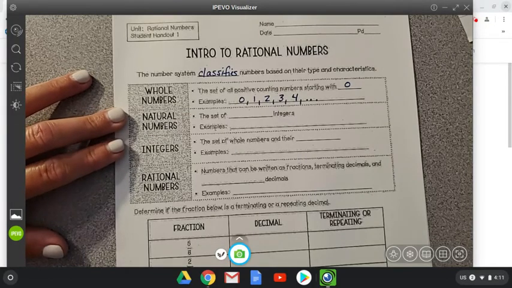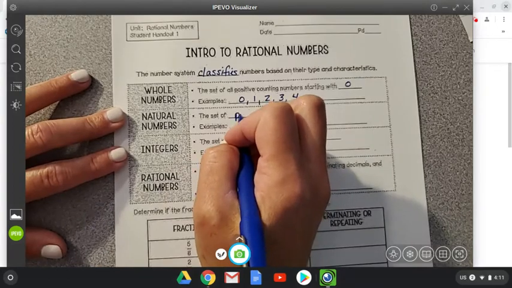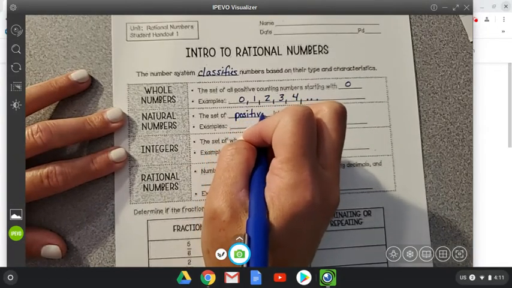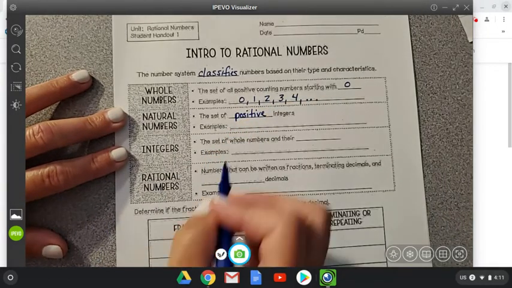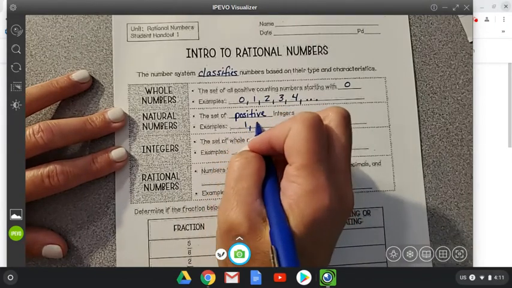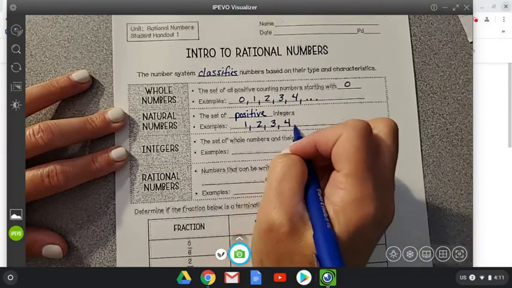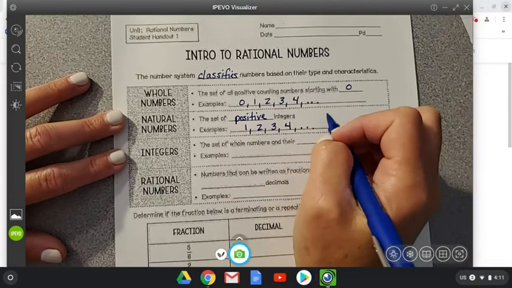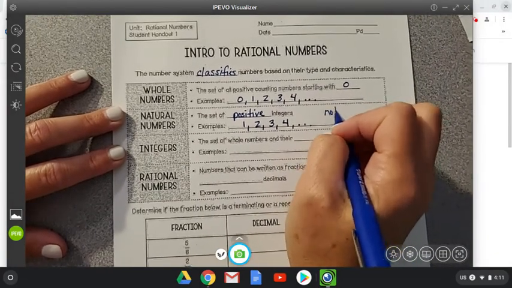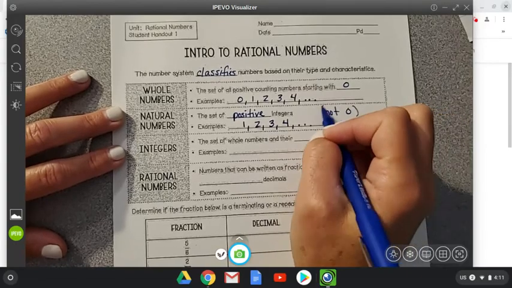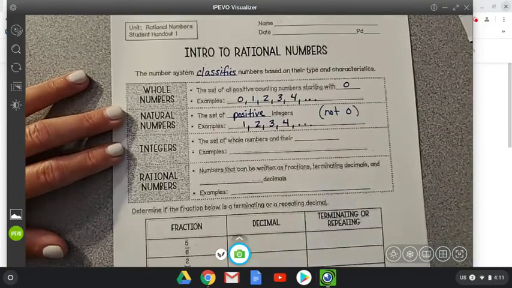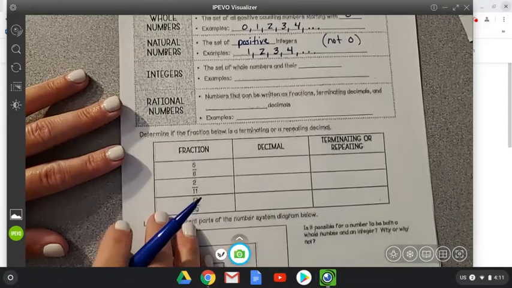Now, natural numbers is just the set of positive integers, okay? Such as 1, 2, 3, 4, and so on. This is not including 0. That's the difference. Natural numbers do not include 0.